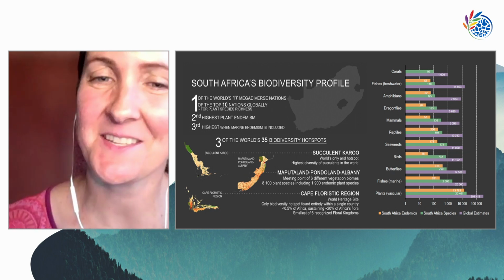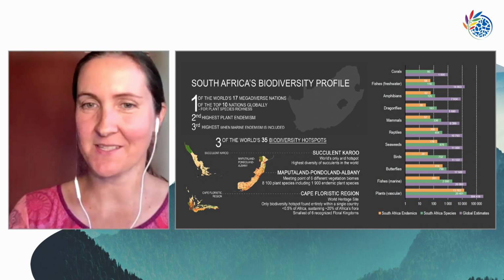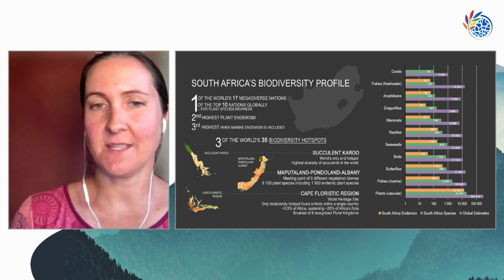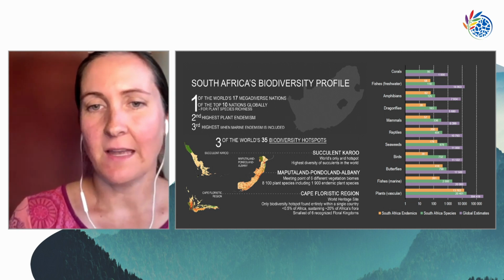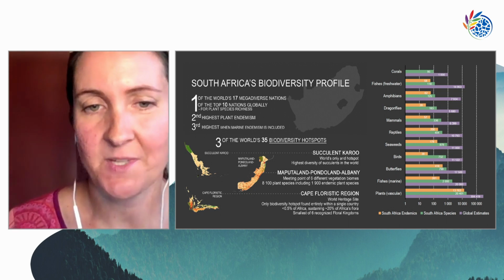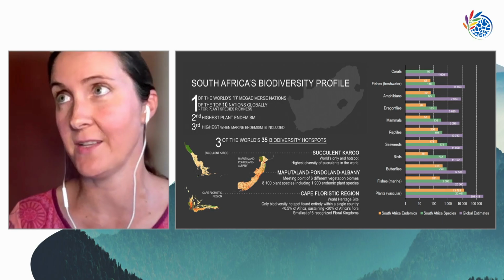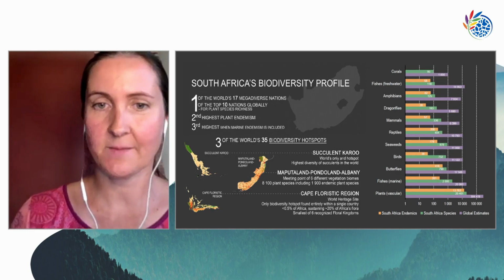So first, just a brief reminder of South Africa's biodiversity profile. It is one of 17 megadiverse countries and known for its high levels of species richness and endemism, particularly plants. And we also have 3 of the world's biodiversity hotspots in our country, one which is entirely confined to the country. Next slide, please.